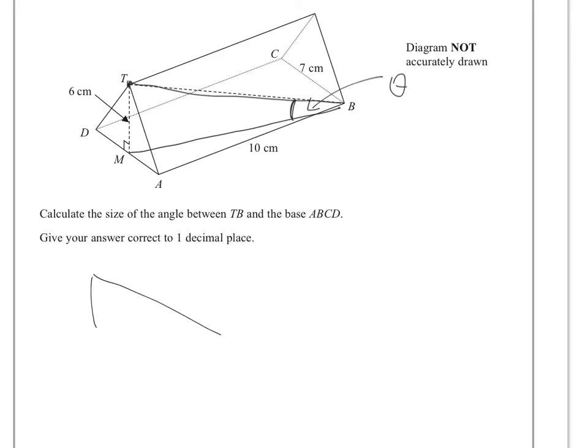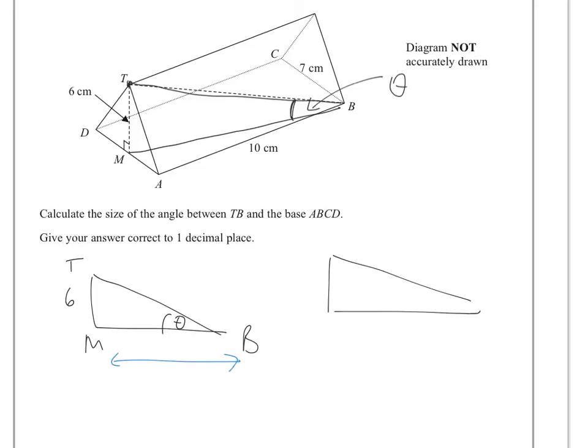Redrawing this triangle, which might make it easier to see what's going on. There's my angle theta, M, T, B. I know the height TM is 6. I need to work out this length MB so that I can use trigonometry to work out the angle theta. To work out the length MB, I need to use the triangle AMB.